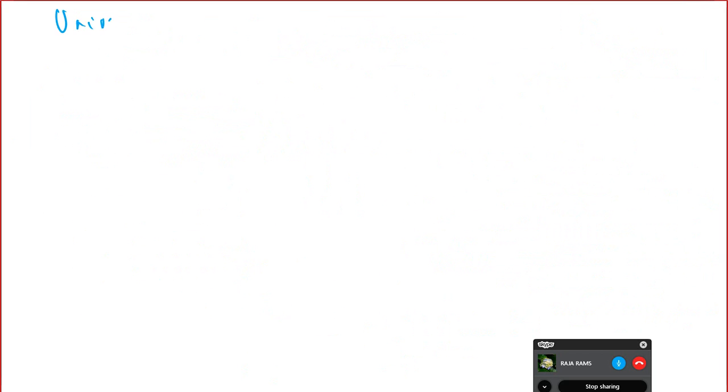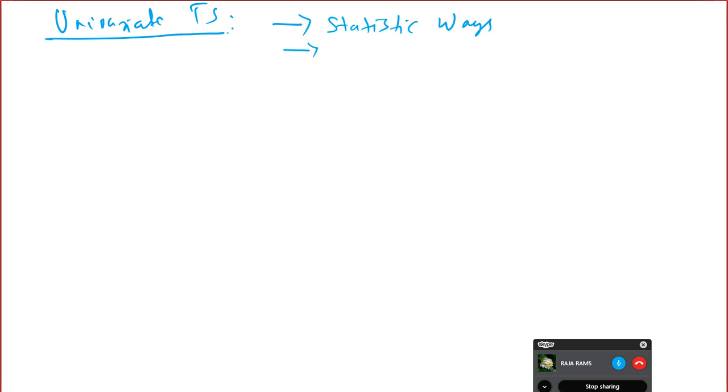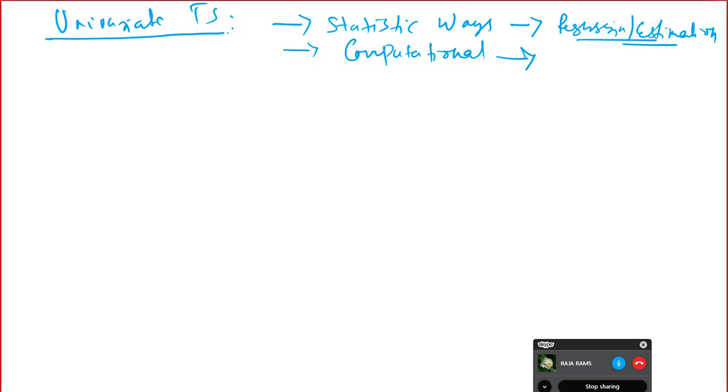All right, so we'll see what univariate time series is. When you analyze univariate time series, there are two ways to do it. One is more of a statistical way, and the other is more of a computational way. Statistical ways use some sort of regression or estimation, or some variation of that. The computational way simply takes the previous value, does something with it, and then finds the value. There is no statistical estimation as such.